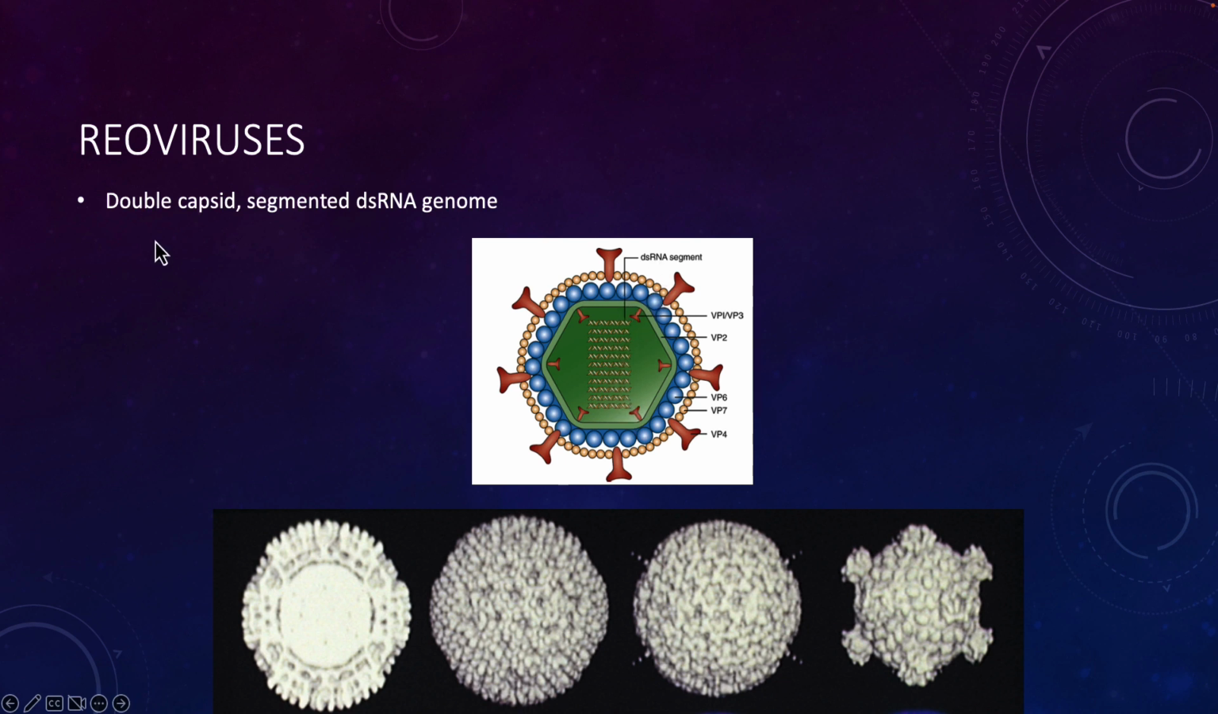One of the other unique features is they have a double capsid. So it's really important for you to think about what benefits that would have for the virus and how that would make it more difficult for disinfection and removing these viral particles.